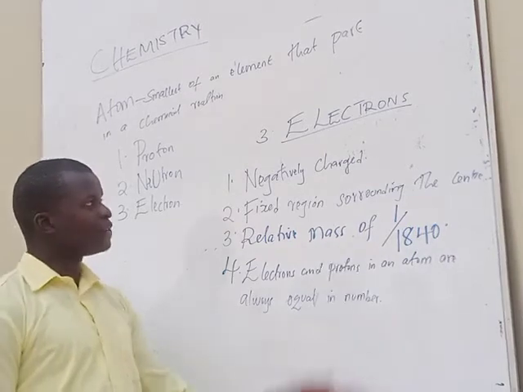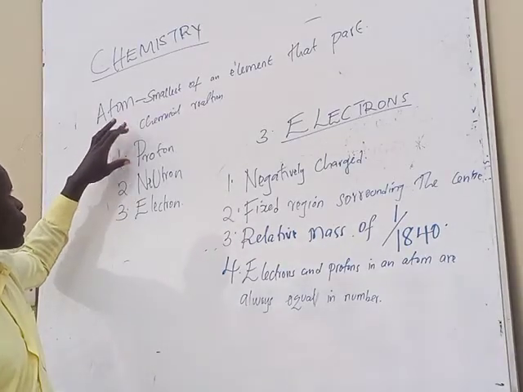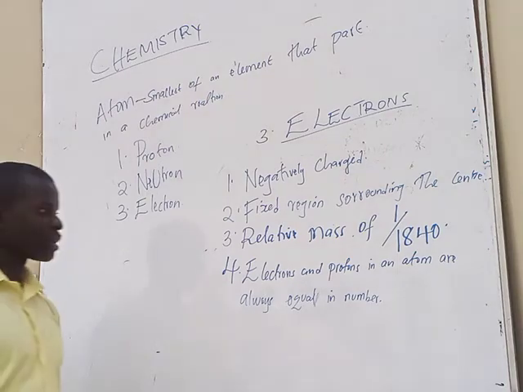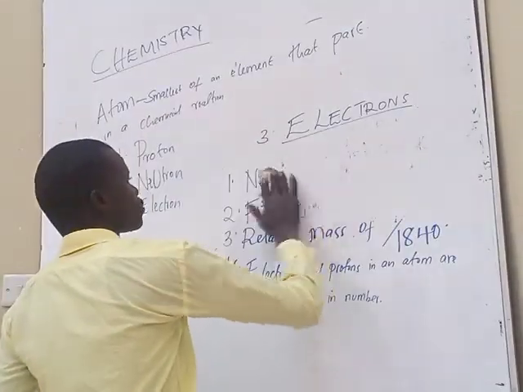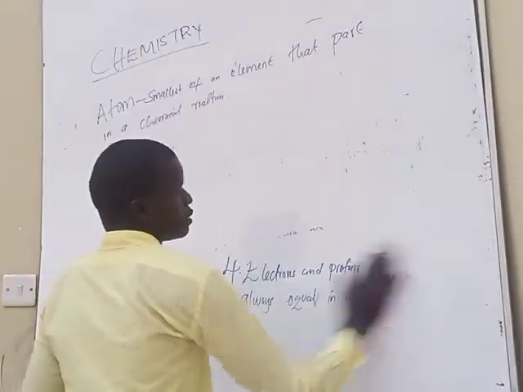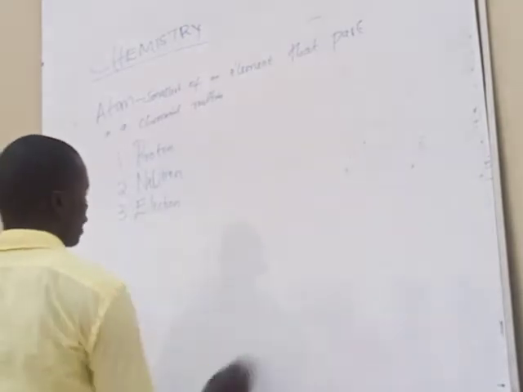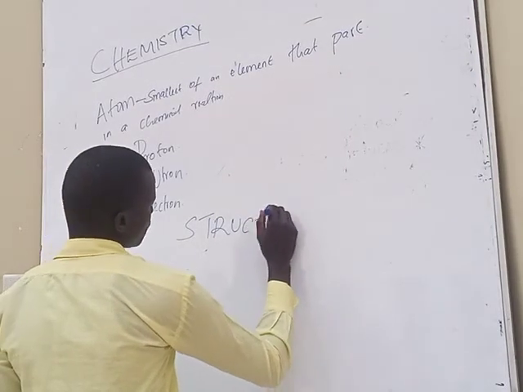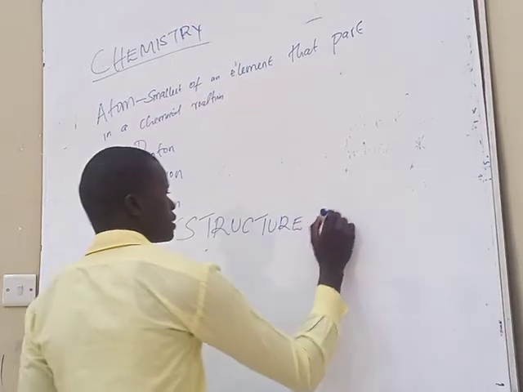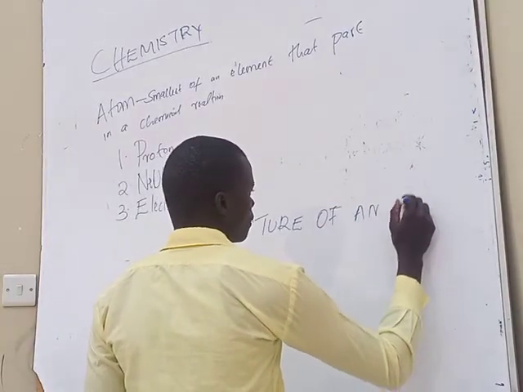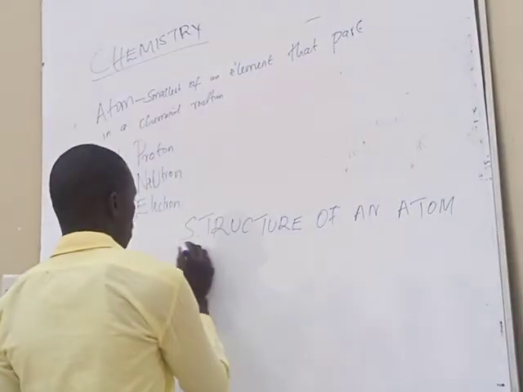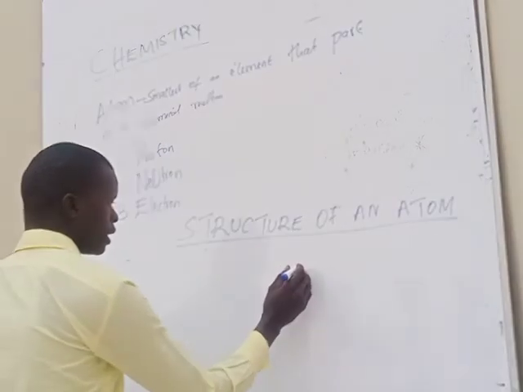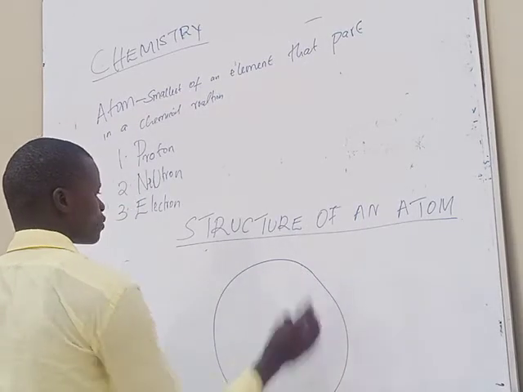Then we have to have the diagram. After knowing where they are found and their characteristics, now we have to draw, to indicate where they are found in the atom. When we draw the structure of an atom, we have to include the three subatomic particles. Now we draw the structure of an atom.